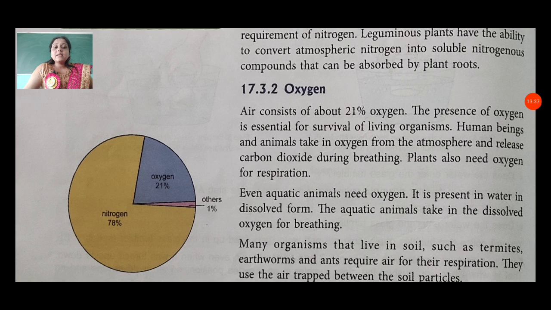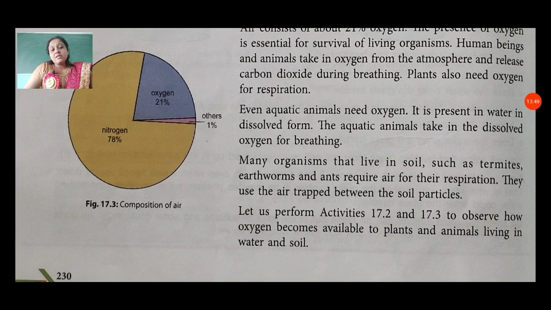Many organisms that live in soil, such as termites, earthworms, and ants, require air for their respiration. They use the air trapped between the soil particles. For this we have activities 17.2 and 17.3 to observe how oxygen becomes available to plants and animals living in water and soil, how they get oxygen. These activities are on our next page.